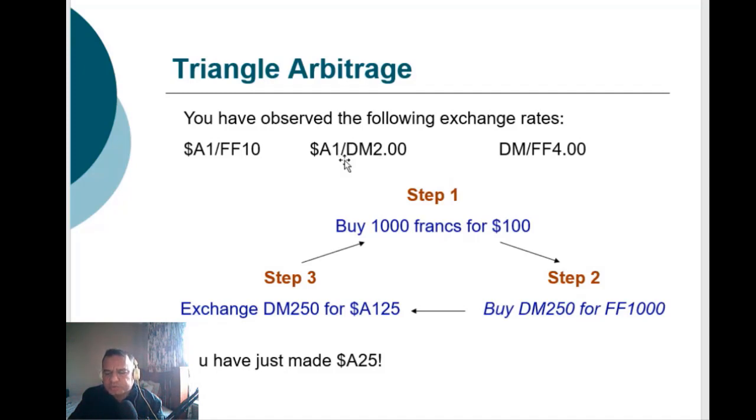So you can see that 1 Australian dollar is equivalent to 2 Deutsche Mark. So we got 250 Deutsche Mark here. So 250 Deutsche Mark divided by 2 is 125 Australian dollar. So you initially had 100 Australian dollar, which converted to French franc to 1000, and then 1000 French franc is converted to 250 Deutsche Mark, and then 250 Deutsche Mark is converted to 125 Australian dollar, and by this process, or called the triangle arbitrage process, you made $25 profit.